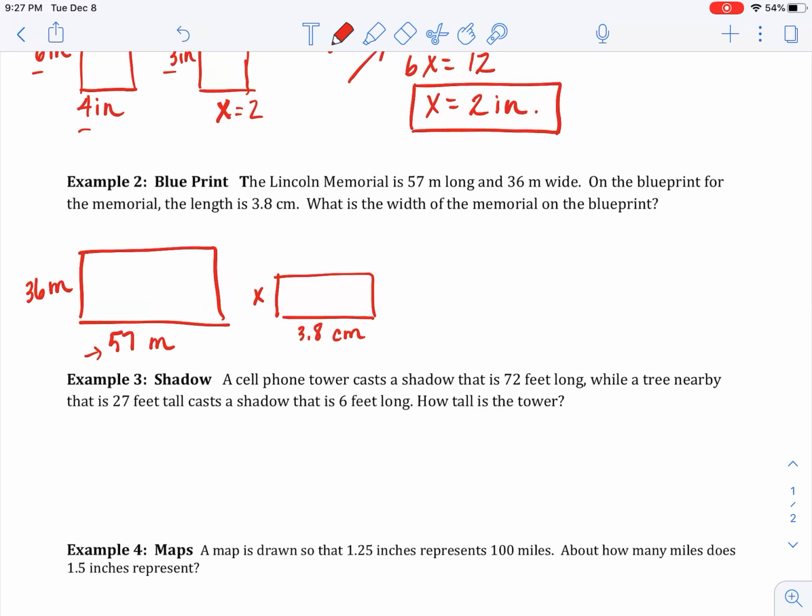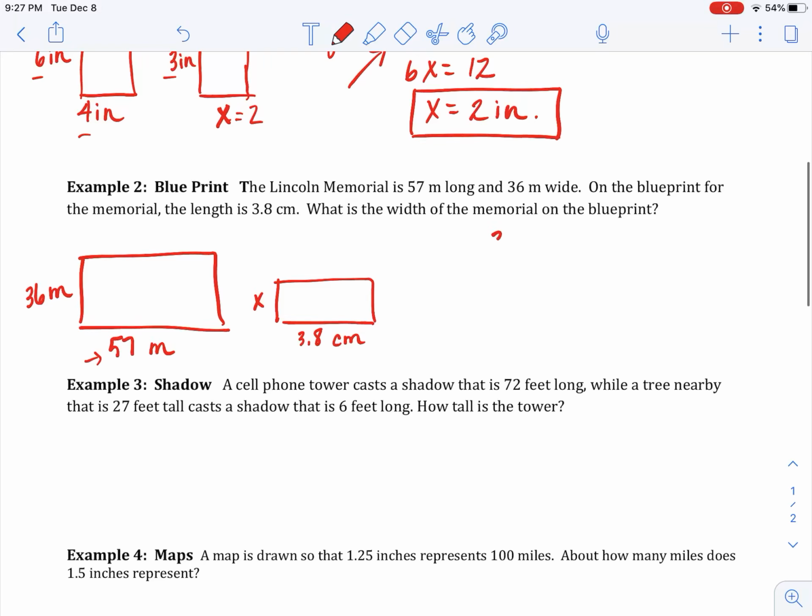All right, so remember again, when you set up your proportion, whatever you do on the first side of the equal sign has to match what you're doing on the second. So I'm going to put 36 over X. So I put the width of the actual memorial over the width on the blueprint. So on the other side, I'm going to do that same thing. I'm going to put the length of the actual over the length on the blueprint. All right, so that's what that should look like.